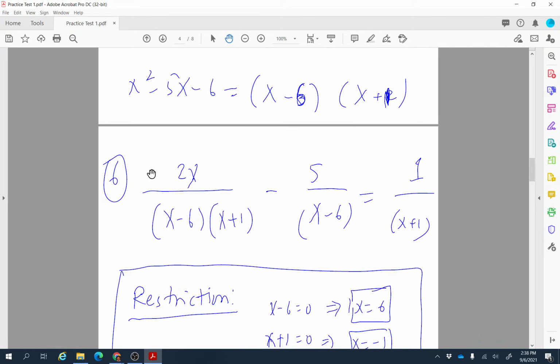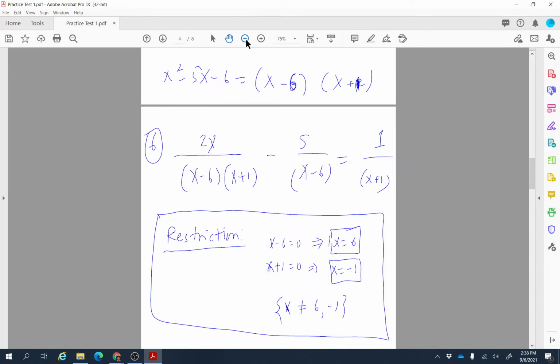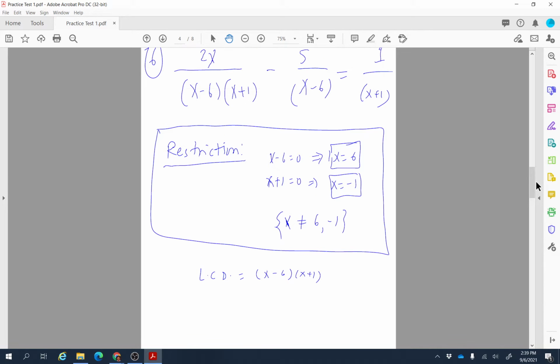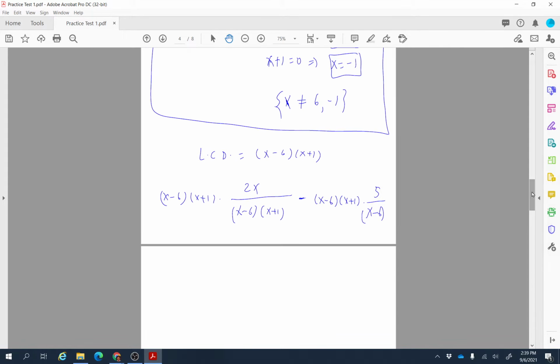Now to simplify this equation, we just multiply both sides by LCD. So I'm going to multiply both sides by LCD. By doing that, x minus 6 times x plus 1 times 2x over x minus 6 times x plus 1. That is the first term. We have to do exactly the same thing to the second term, x minus 6 times x plus 1 times 5 over x minus 6. And that's on the left side. We have to do the same thing on the right side, equal x minus 6 times x plus 1 times 1 over x plus 1.